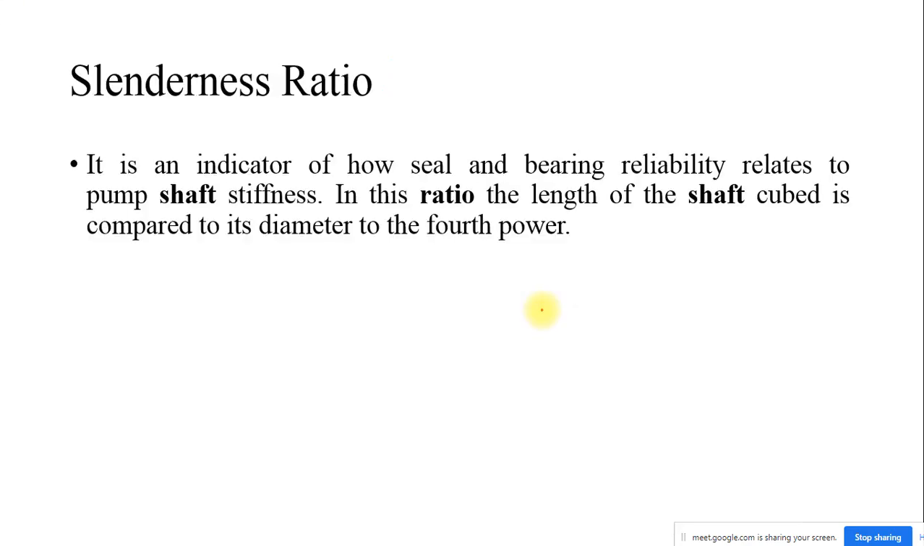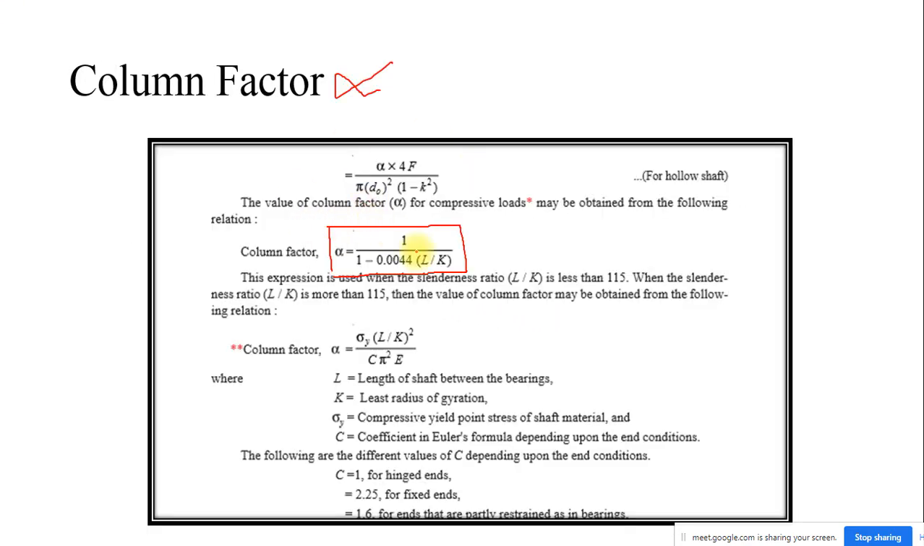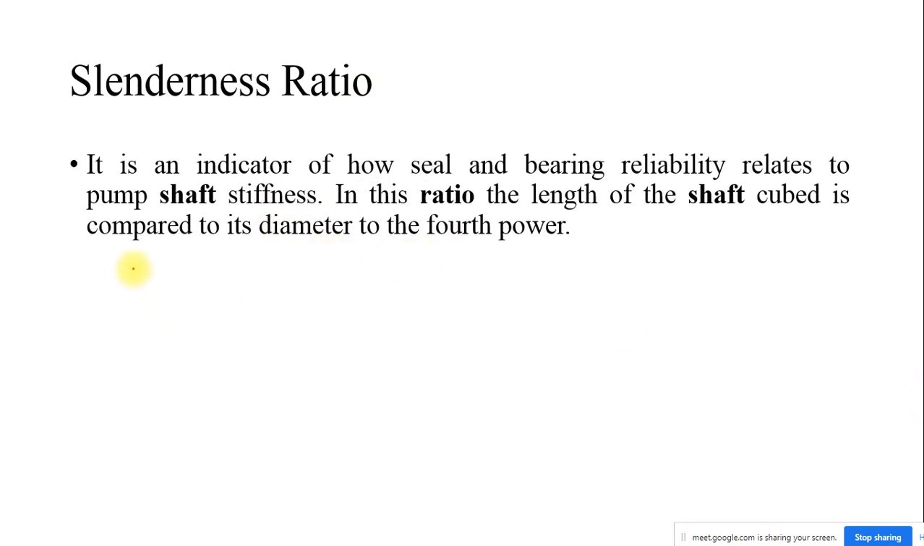So what is the slenderness ratio? I'll come back to this slide after seeing what the slenderness ratio is. The slenderness ratio is an indicator of how the bearing reliability relates. Reliability means dependability. The bearings will be sealed. The shaft would be inserted in the bearing, and when the shaft is rotating, the bearing would also rotate. So the reliability of the shaft relies on the bearing. It is the ratio of the length of the shaft compared to its diameter.